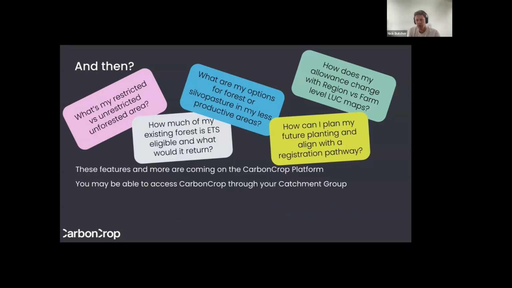You might be able to access CarbonCrop through your catchment group. Again, express your interest through that link, and you can mention the catchment group that you're part of, and we'll see if we can get you access to the extra tooling.